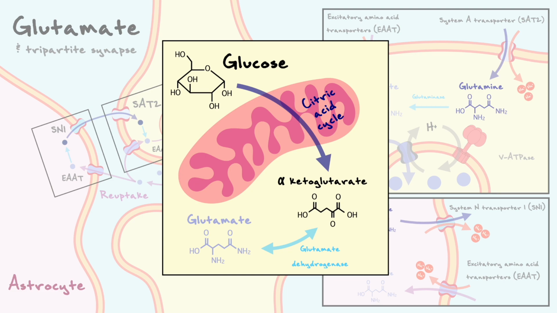I want to mention as a side note that the glutamate can also be synthesized at the presynaptic terminal from glucose. As glucose gets oxidized in the mitochondria through the citric acid cycle, it eventually forms a compound by the name of alpha-ketoglutarate. Alpha-ketoglutarate can get converted into glutamate by an enzyme called glutamate dehydrogenase.